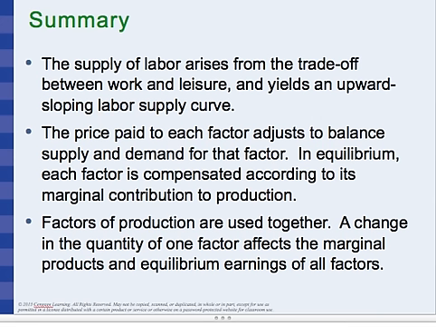Now, continuing this summary, the supply of labor arises from the trade-off between work and leisure and yields an upward sloping labor supply curve. The price paid to each factor adjusts to balance supply and demand for that factor. In equilibrium, each factor is compensated according to its marginal contribution to production, and factors of production are used together, i.e. you use land, capital, labor all together. A change in the quantity of one factor affects the marginal products and equilibrium earnings of all factors.